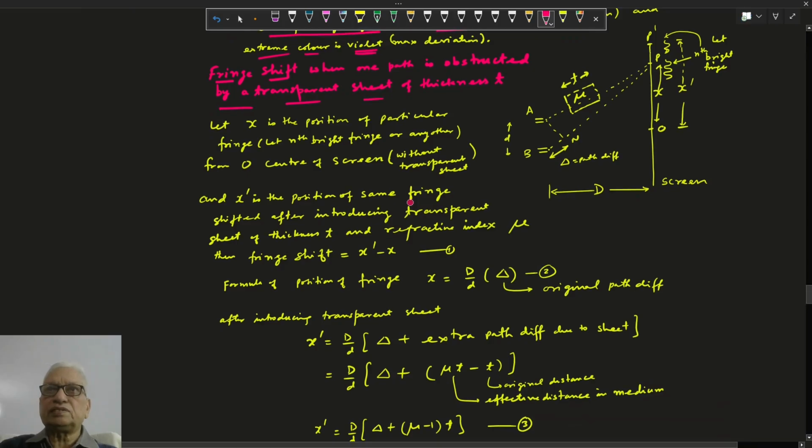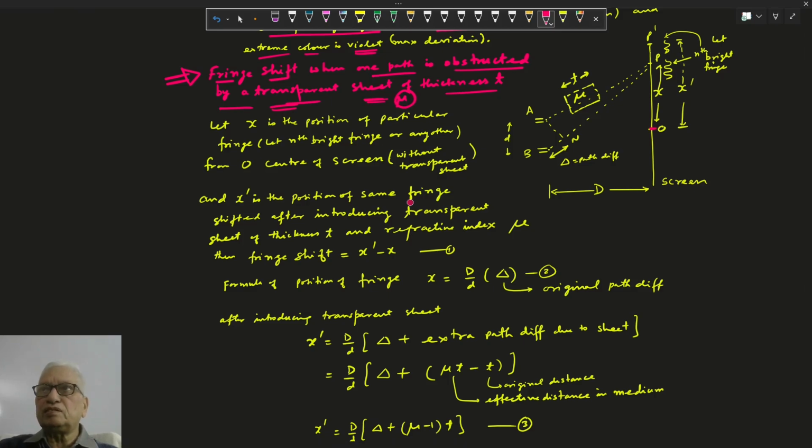Now another topic which is also very important: the fringe shift when one path is obstructed by a transparent sheet of thickness t, and the medium here is mu, the refractive index of this thin sheet. Let x be the position of a particular fringe at P from the center O. After putting the transparent sheet, let us say this fringe is shifted towards the side where the obstruction is. So the same nth bright fringe is shifted upward to point P dash from P.